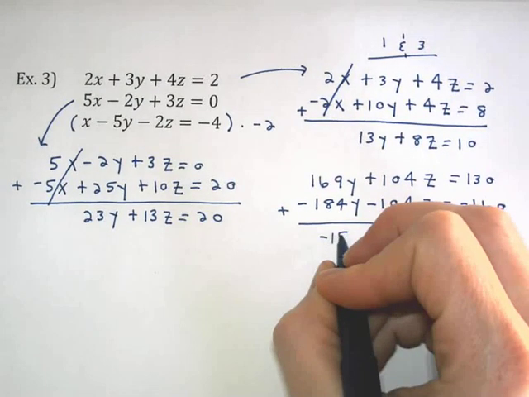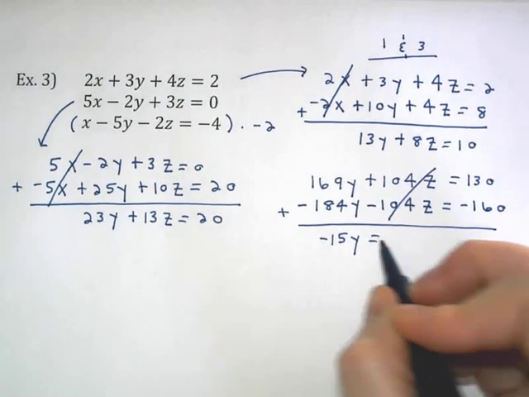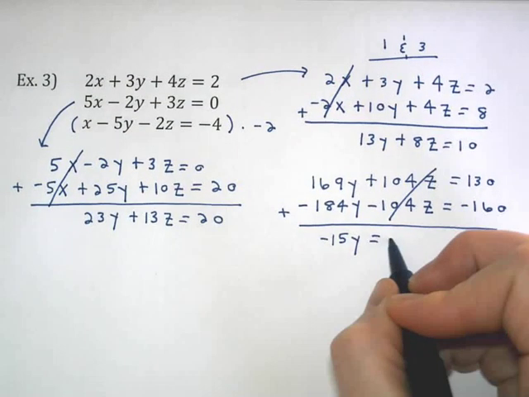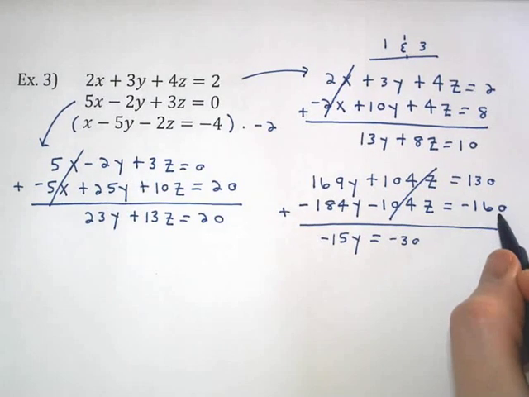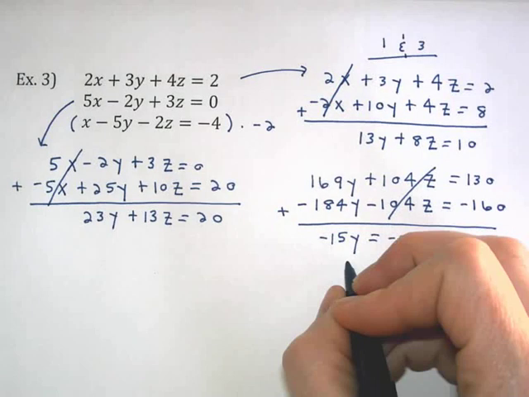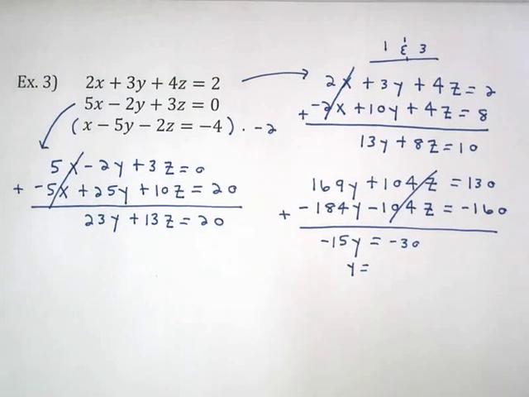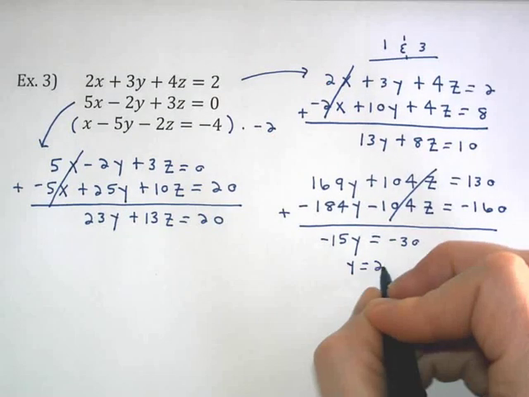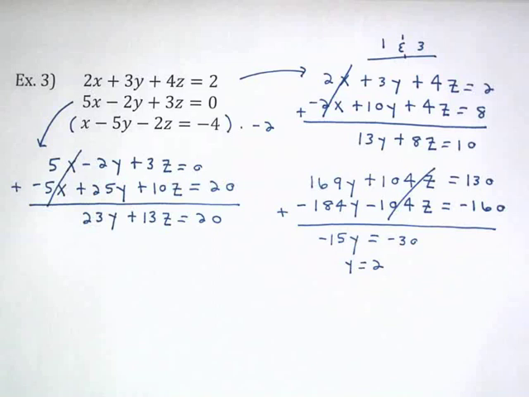So when I add these together, when I add my y's, I get negative 15y. My z's are eliminated, and I get negative 30 over here when I add 130 and negative 160. So even though it was kind of crazy there for a second, it works out nice and neat, and we get y equals 2 for this part of our answer.